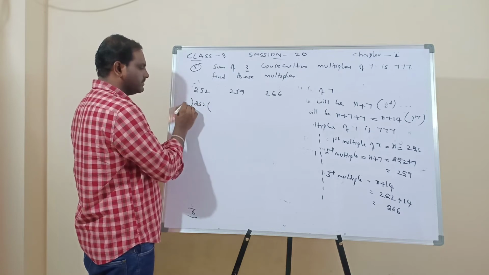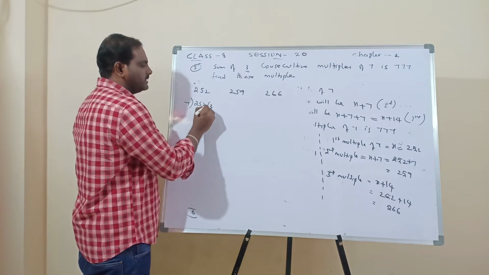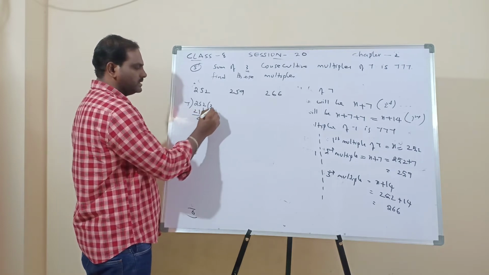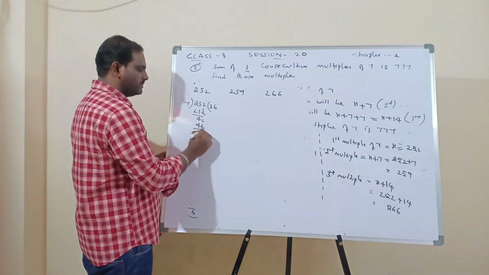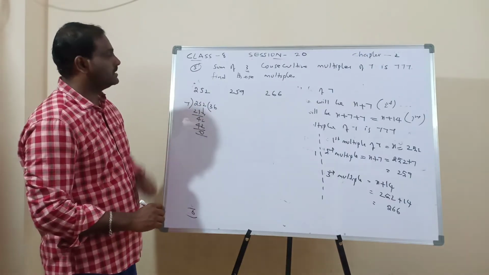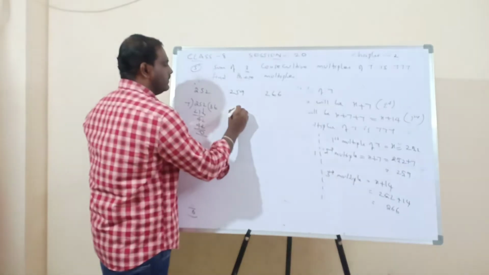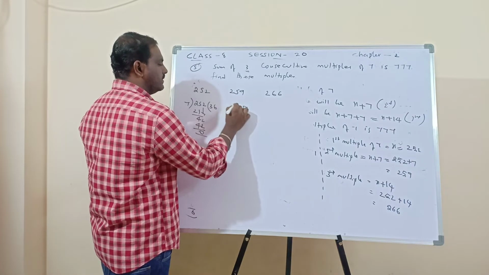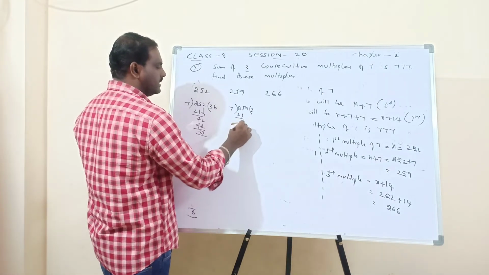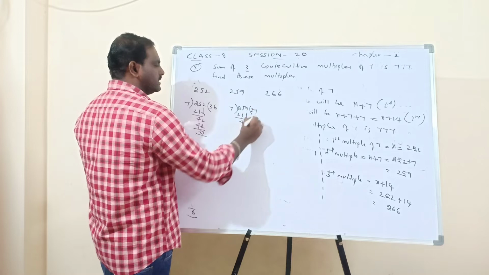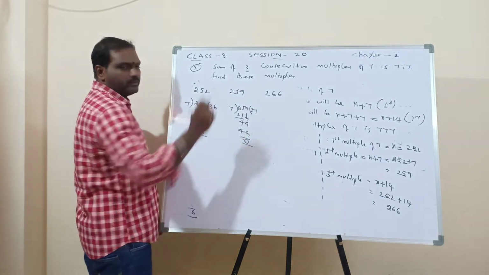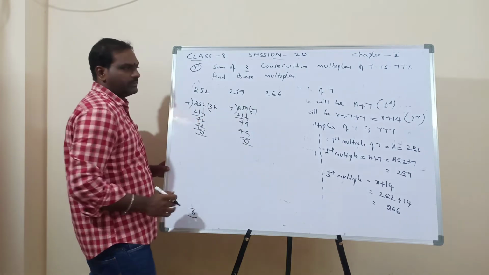252 divided by 7. 7 3s are 21. Remainder is 4. 7 6s are 42. That means 7 into 36, the 36th multiple is 252. 259 divided by 7. 7 3s are 21. Remainder is 4, 49. 7 7s are 49. That means 37th multiple. So 36th, 37th multiple.